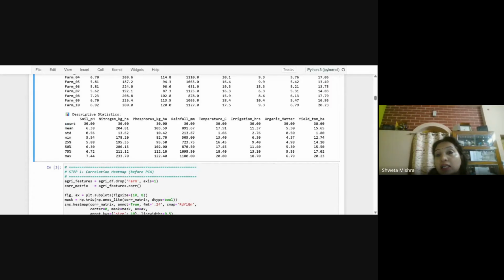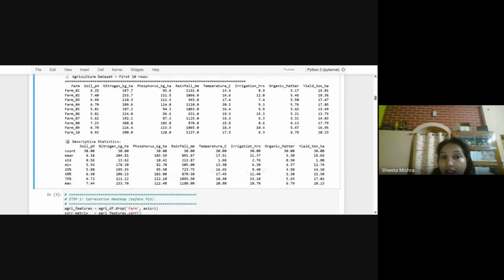Then the mean: what is the soil pH mean for all 30 data points? From all 30 data points, we have the mean as 6.38. The standard deviation is 0.56. Minimum: what is the minimum soil pH for any farm? It is 5.54. What is the maximum soil pH for any farm? That is 7.44. Similarly, you can see the nitrogen, phosphorus, rainfall, and all that data.